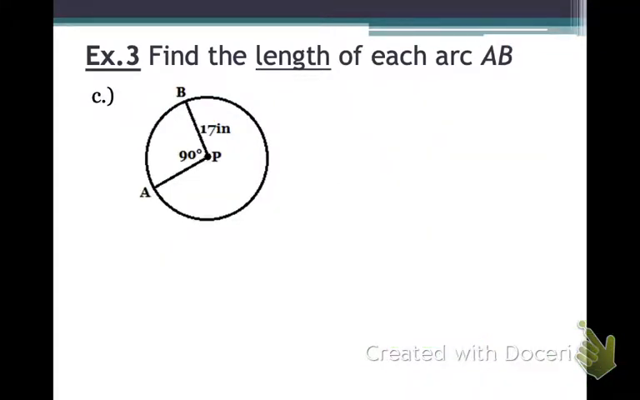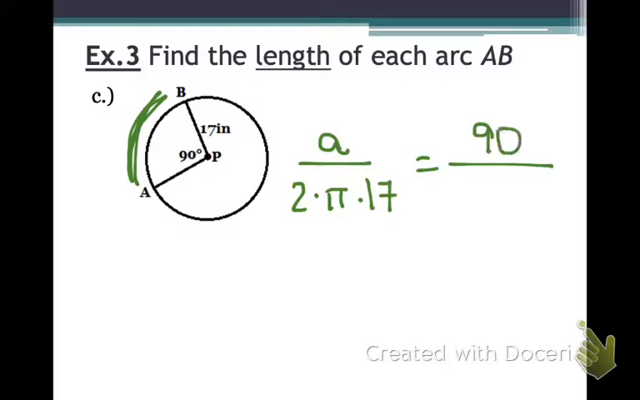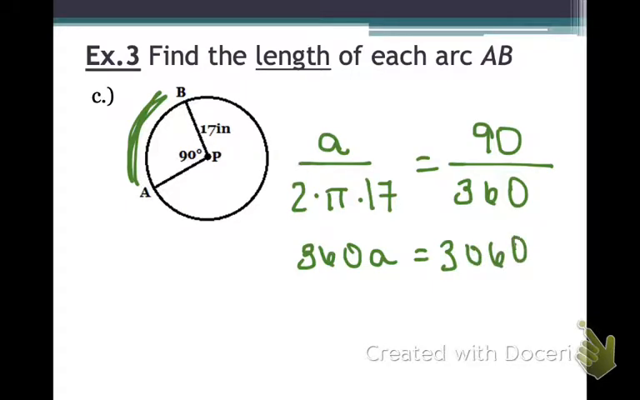All right, try this one. Find the length of this arc from A to B. All right, this should be your starting proportion. Cross multiply and divide. You should get 26.70 inches.